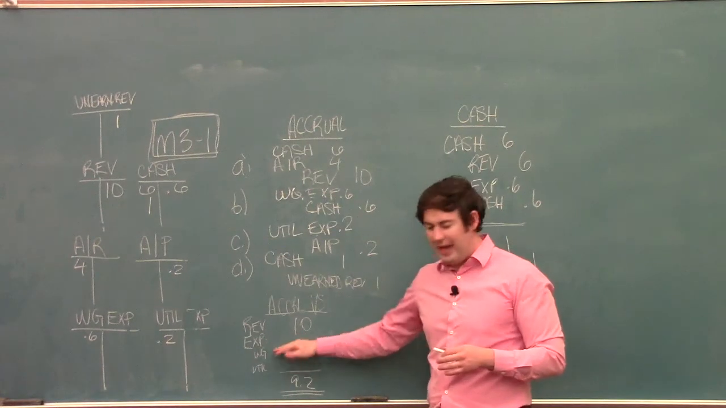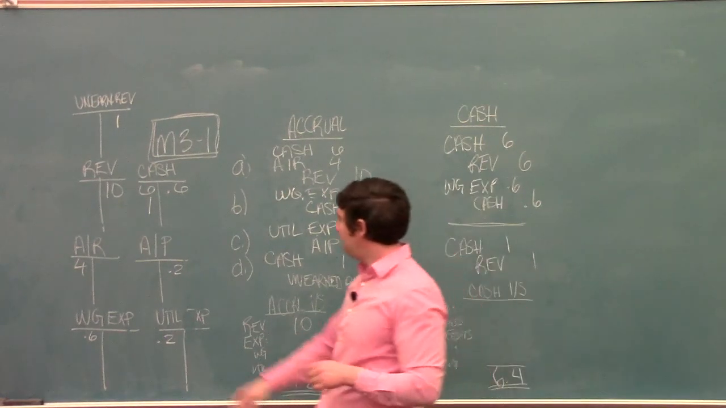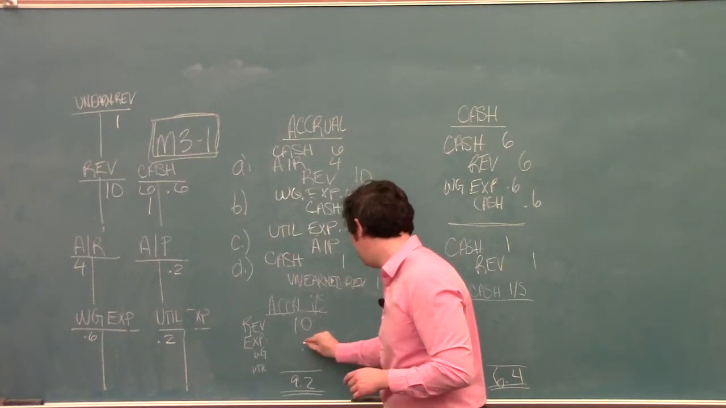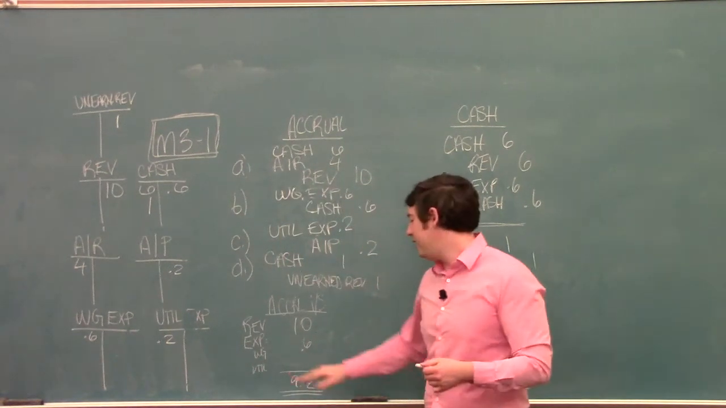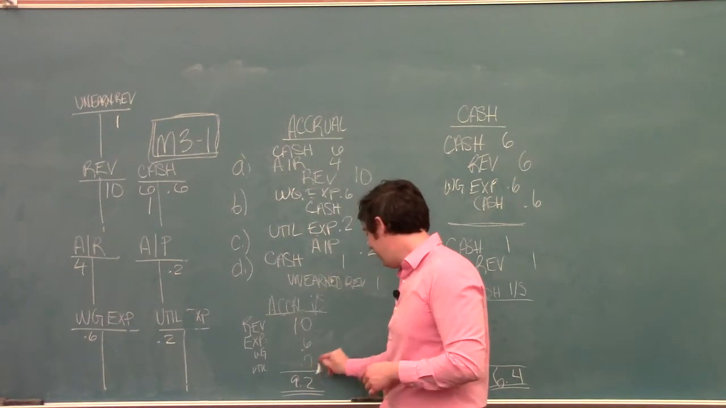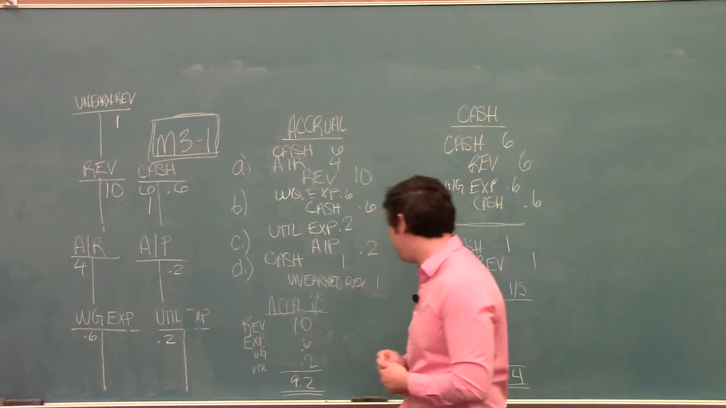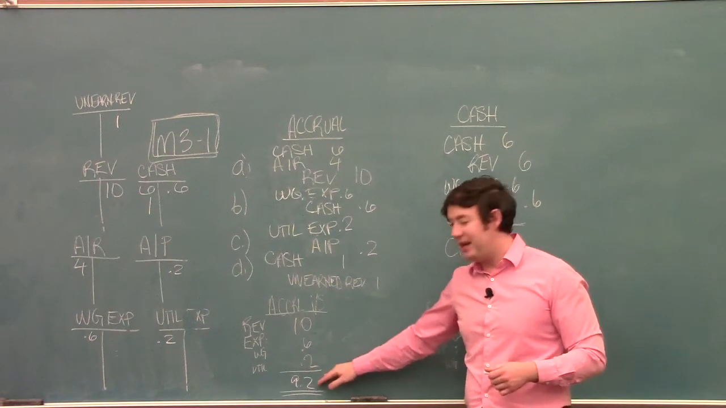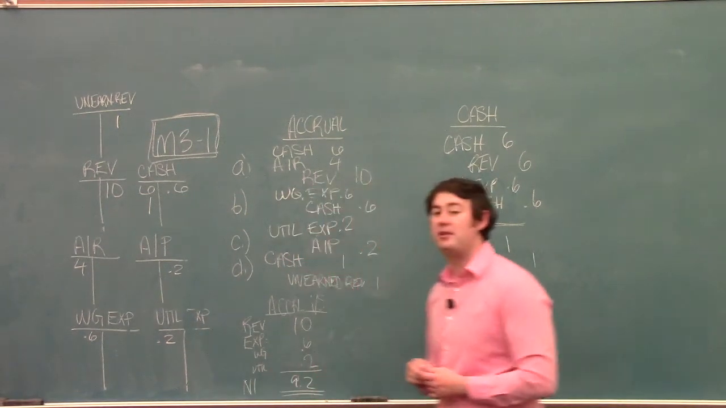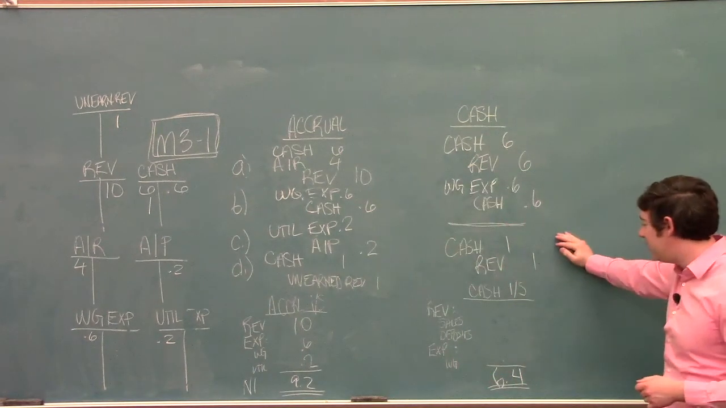For expenses, it tells us that wage expense was incurred. Well, we'll go over to wage expense here. We have 0.6, so I'm going to put 0.6 for 600. And then utilities expense, we have 0.2 over here. And then I've added up the total here, so the total should be 9.2 for net income under the accrual basis accounting. Now let's go over to cash basis accounting here.